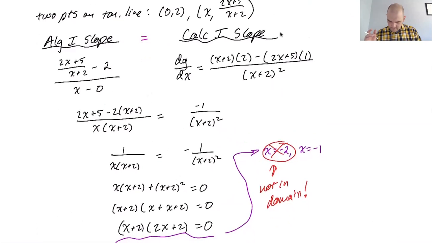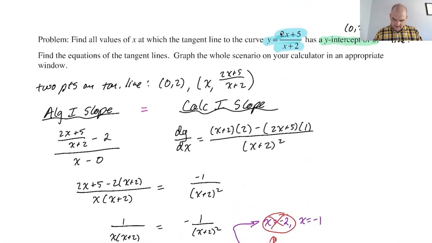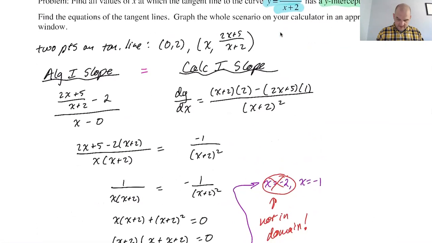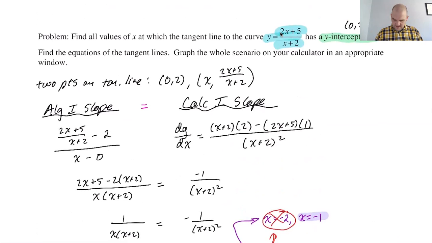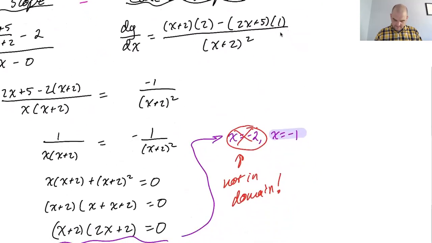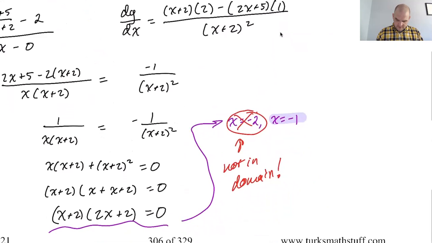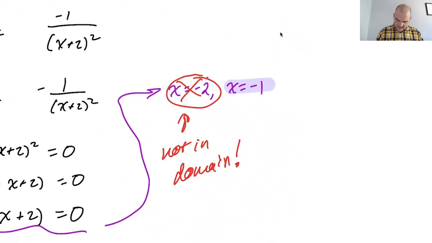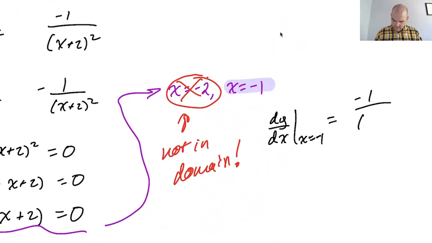So we get that, and then what are we trying to do? I think we found all x values, so I think this is our only x value. Then we want the equation of the tangent line. Okay, so I need to find the slope. So I'm going to say dy/dx, let me switch to a different color here. dy/dx such that x equals -1 is -1 over the quantity -1 plus 2 squared, which is -1.